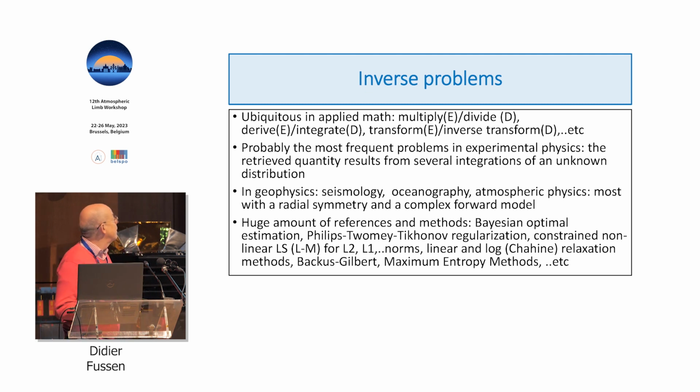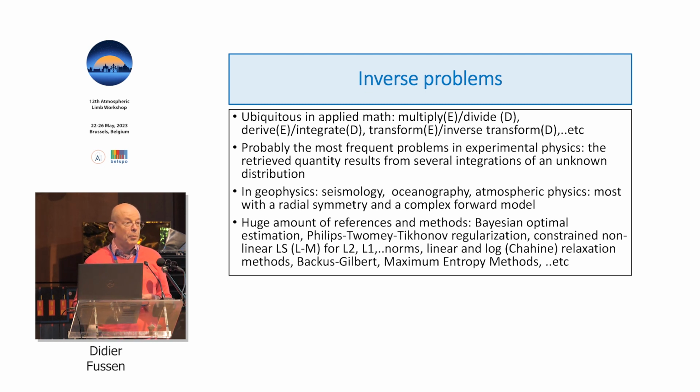Inverse problems. To summarize, they are everywhere. To multiply is easy, to divide is difficult, to derive is easy, to integrate is difficult, etc. And it's probably the most frequent problem in experimental physics. You want to retrieve something, and the observation results from several integrations of an unknown distribution.